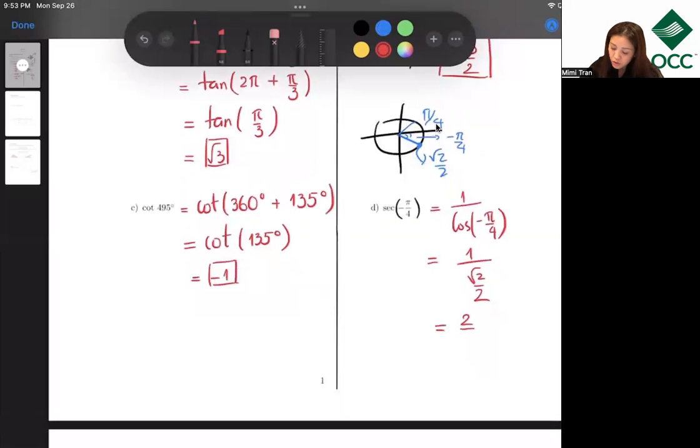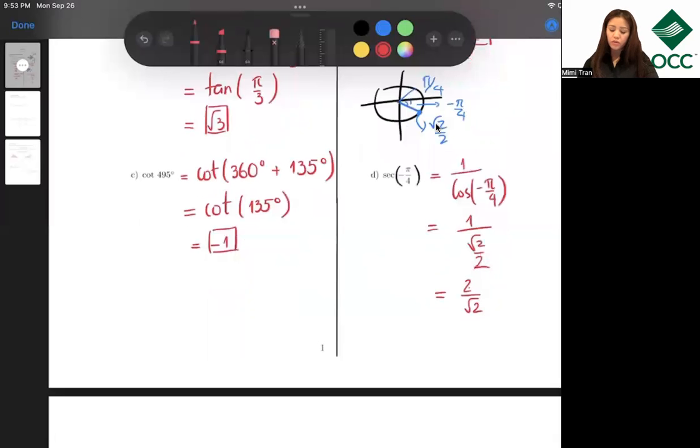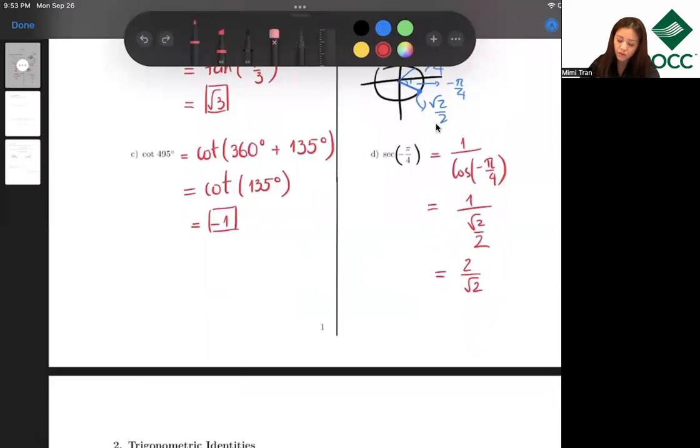So the secant is 1 over √2/2, which is 2/√2. I assume that you know how to do a complex fraction. If you want to simplify, you can rewrite the 2 as square root of 2 squared over square root of 2. One of the square roots of 2 cancels, leaving square root of 2.